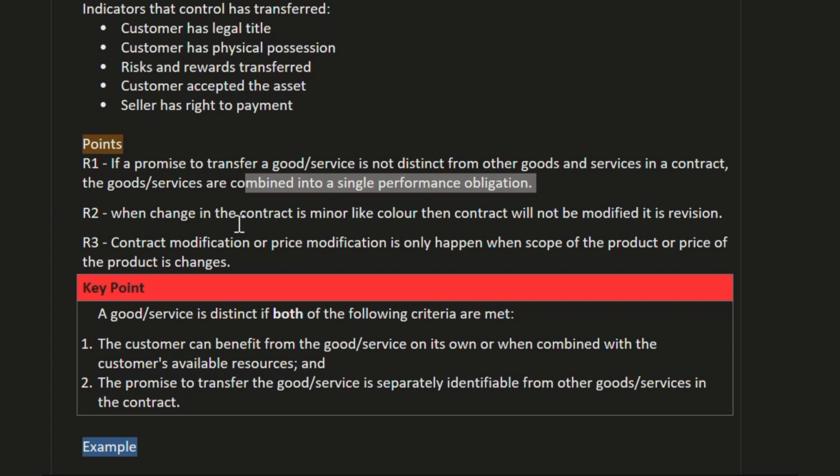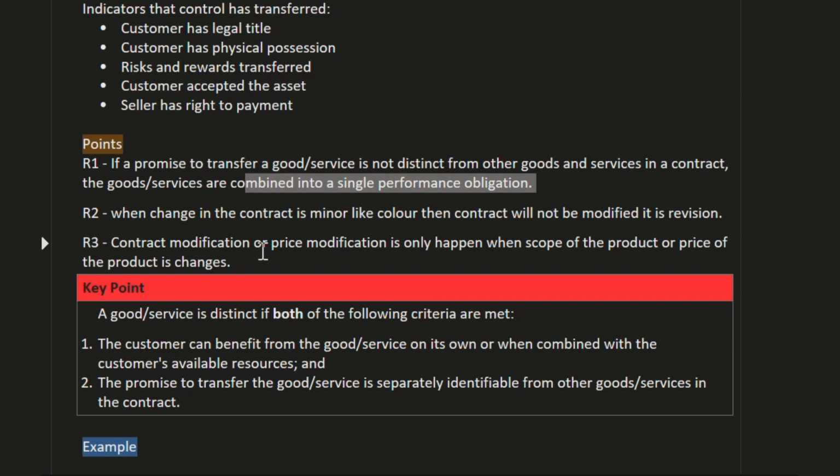Second one: when a change in the contract is minor, like color, then the contract will not be modified, it is a revision. For example, we made a contract with a customer to provide them a washing machine. But after that, once we have made the contract, the customer is changing their demand. The customer is saying that they want to change the color of the washing machine. In this scenario, there is no contract modification. It is called a revision. Okay.